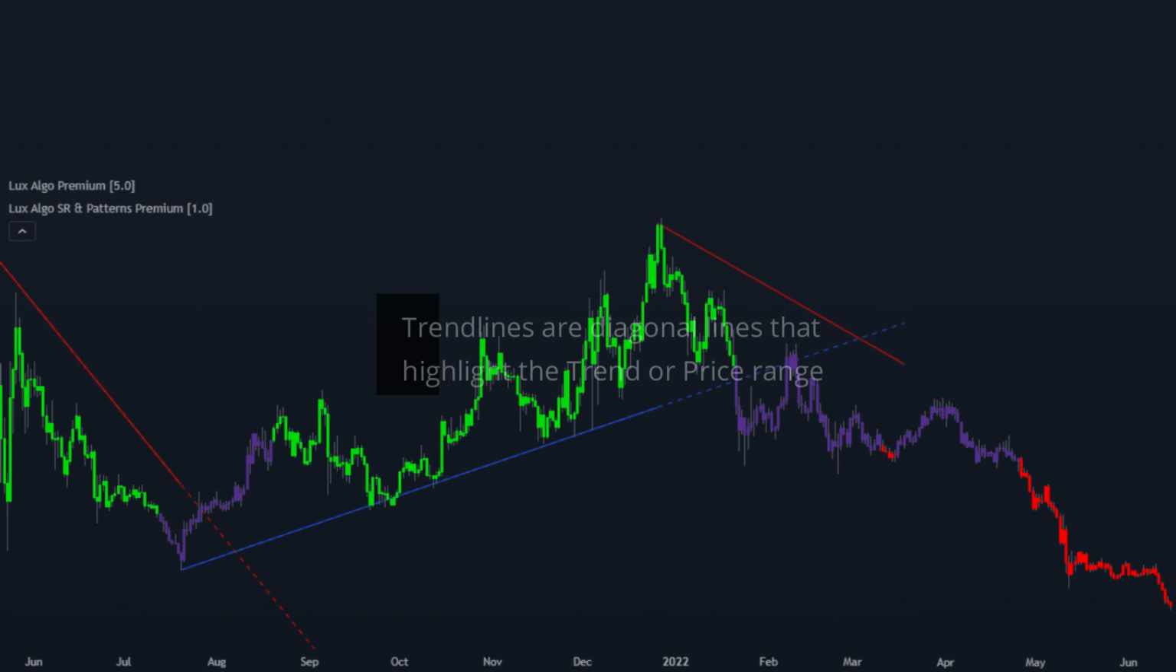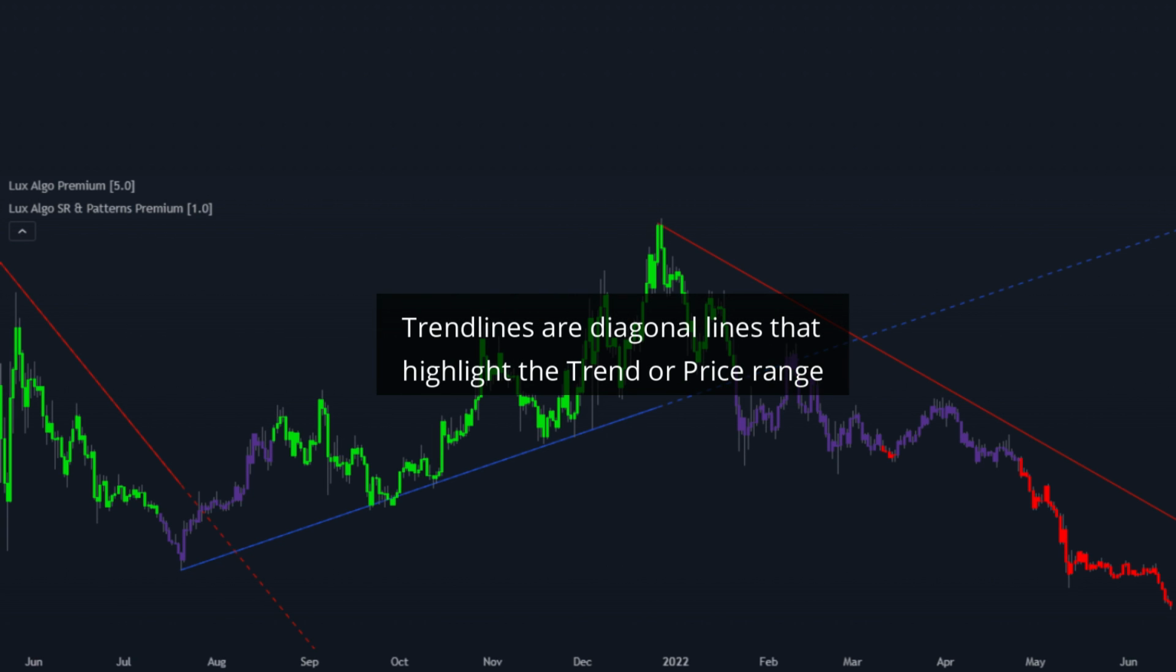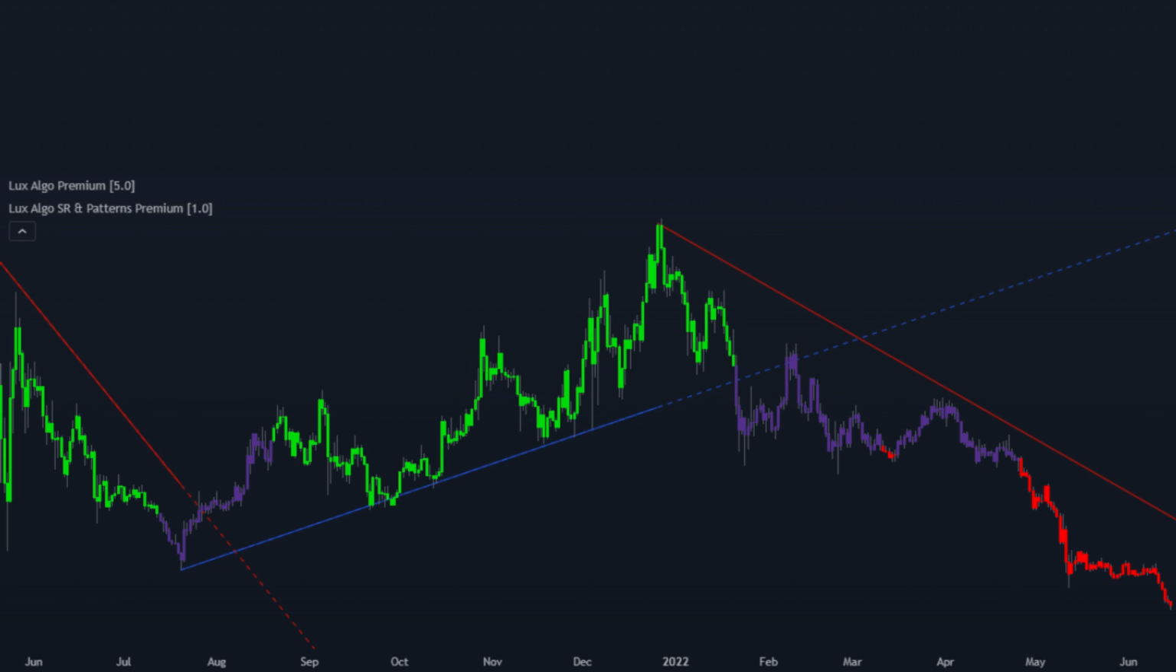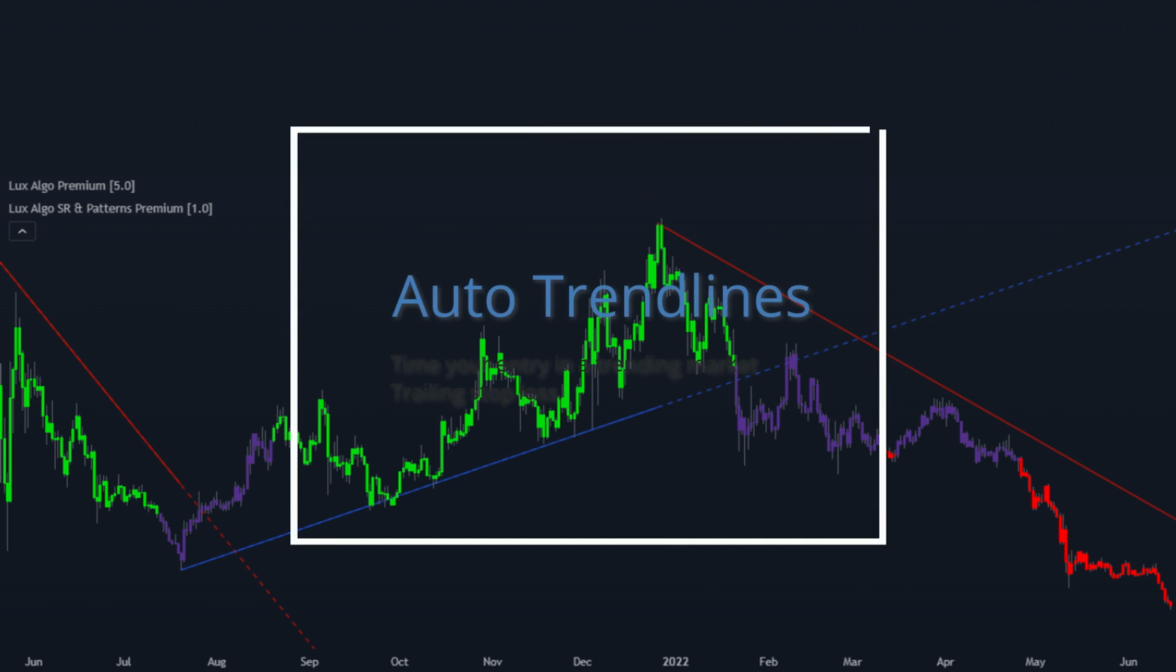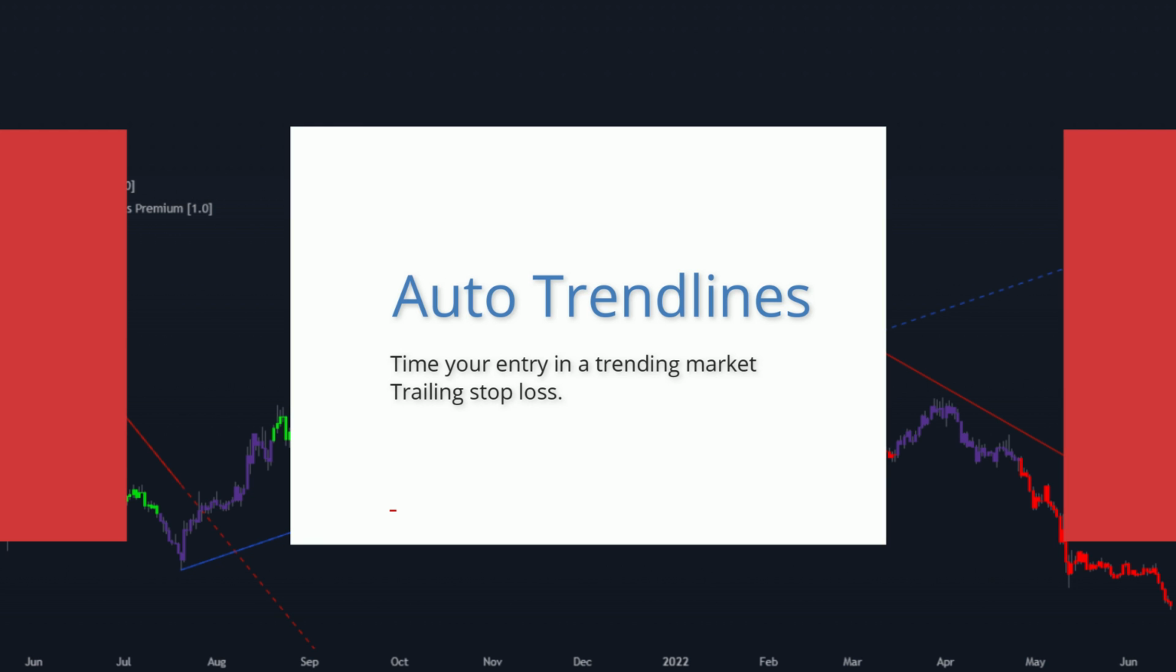Trend lines are diagonal lines that highlight the trend or price range. Traders use them to give an idea which way price is currently going. Learning how to draw trend lines is usually one of the first things traders do, but often get it wrong. Having trend lines on your chart helps to time your entry in a trending market. If you're in a trade, you can use a trend line as your trailing stop loss, only closing your trade when price crosses the trend line.